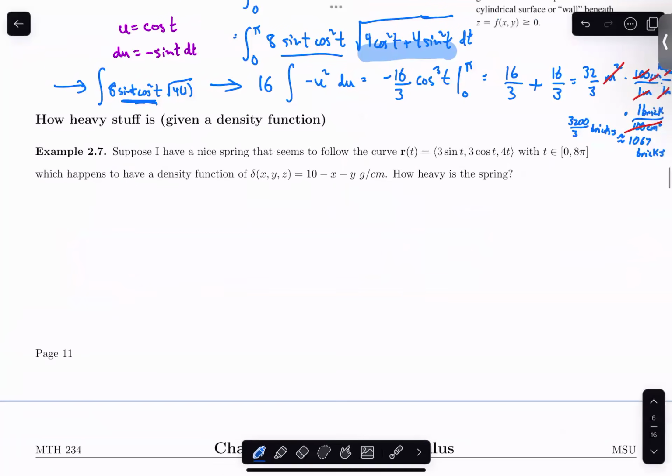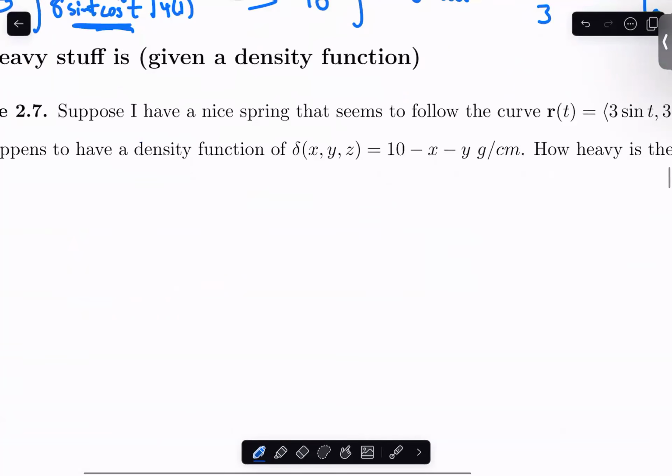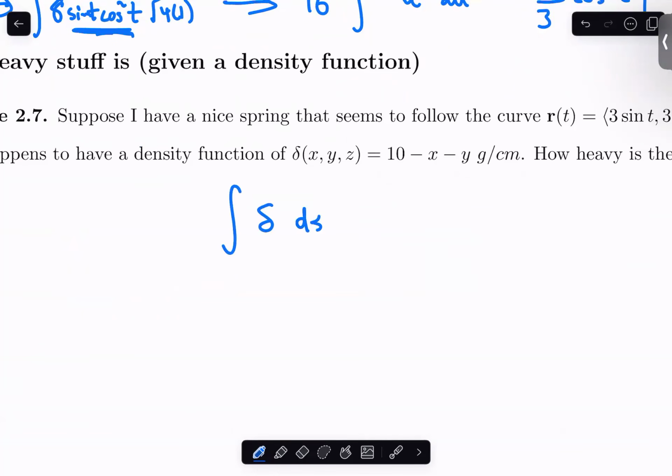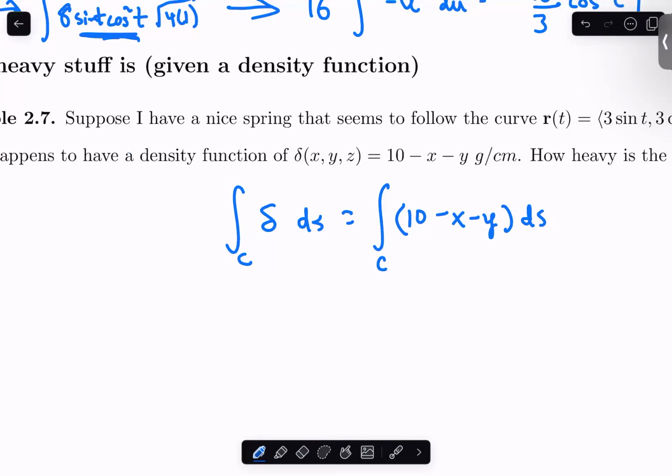So here I have, again, some density function and some curve in space. And now the question is, right, how heavy is the spring in total? So when I integrate this density over our curve, this is going to give us the total mass. So in this case, we have 10 minus x minus y. This is the density function. And I'd like to add that up along my curve and see how heavy this is in total.